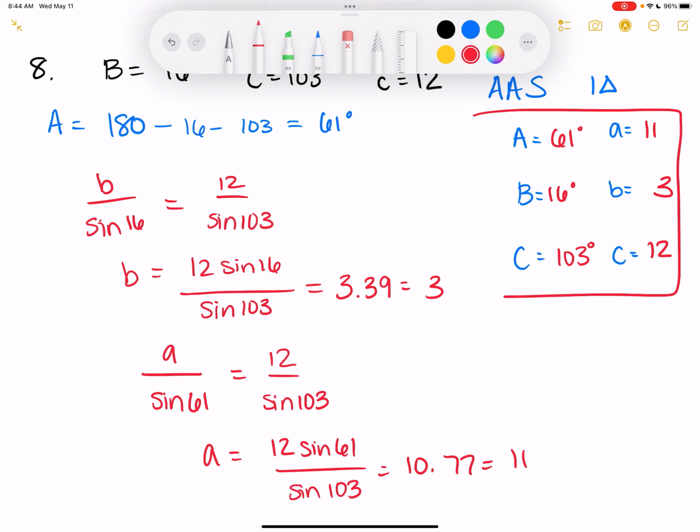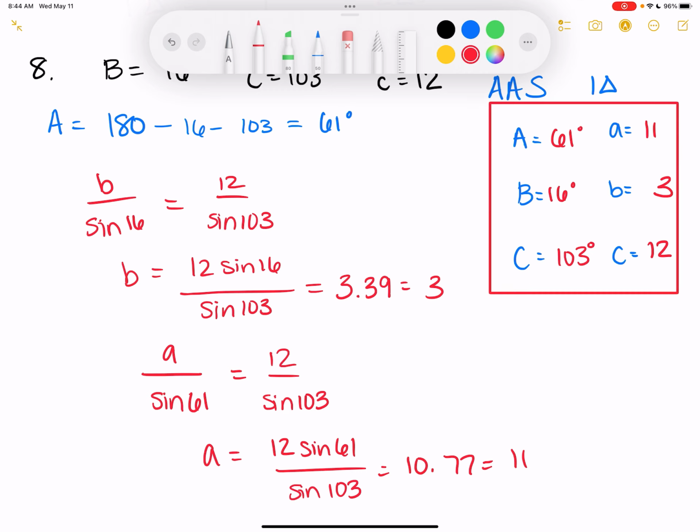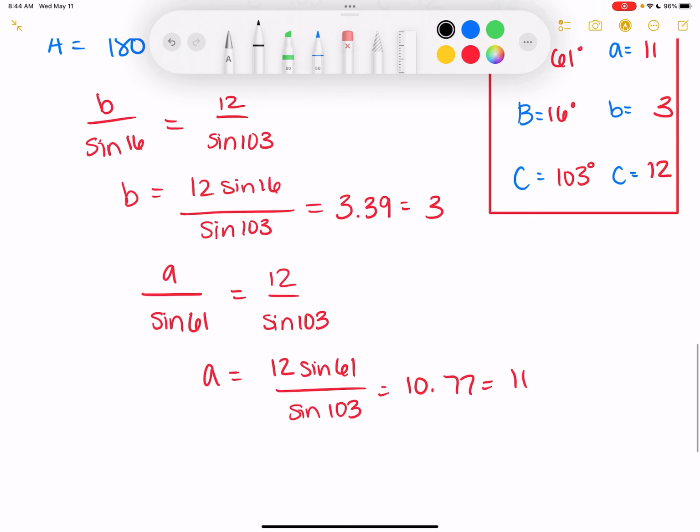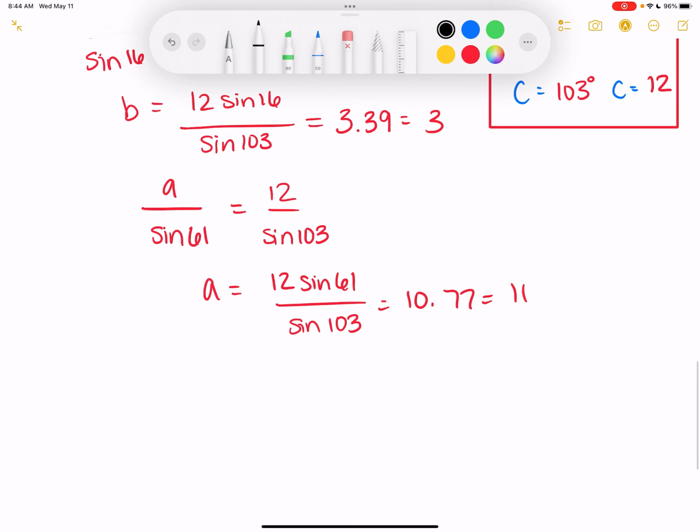Yay. That's easy. No, it's not fun. Look how much room it takes up though. It's like a whole screen. You win. All right.